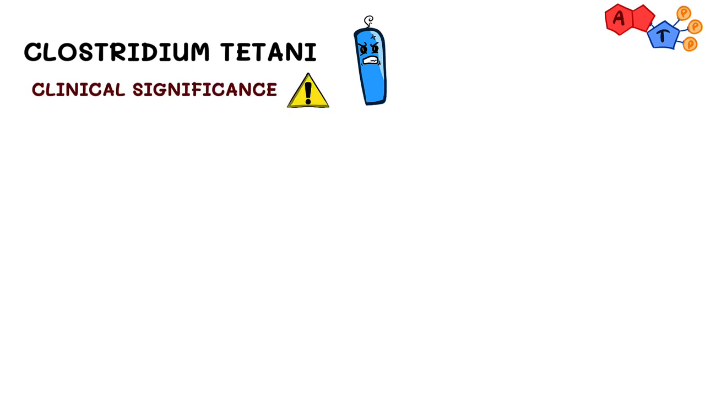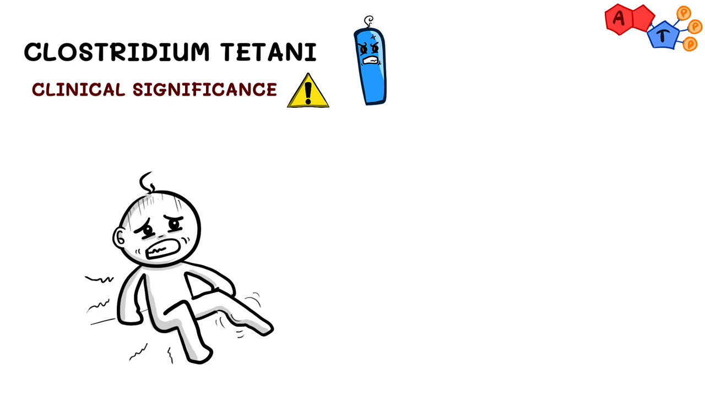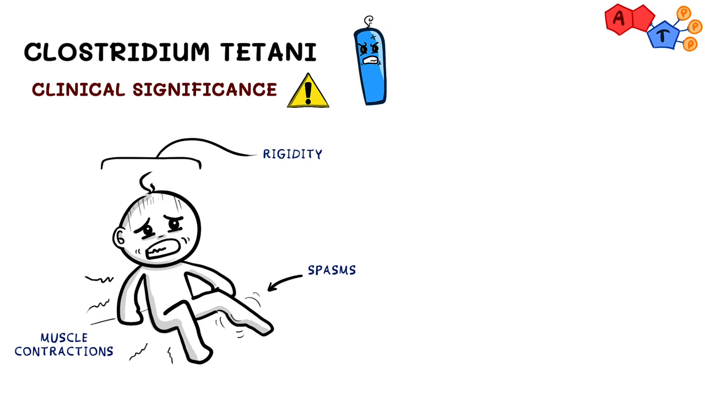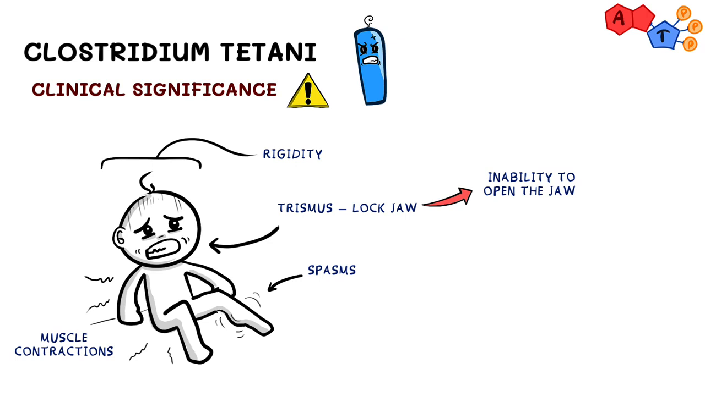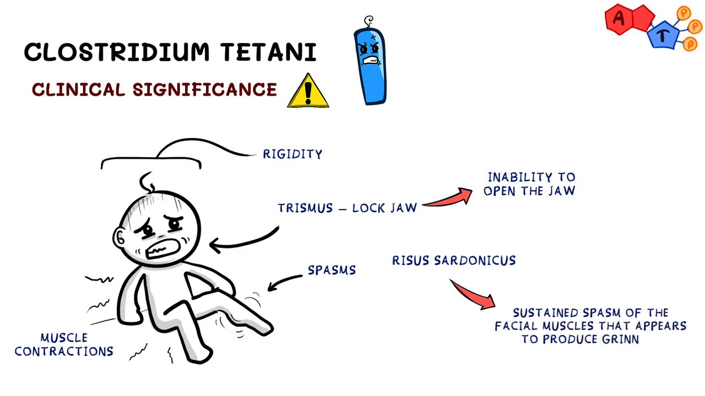From the pathogenesis that we've just explained, we can expect that patients who become infected with Clostridium tetani to develop symptoms like spasms, muscle contractions, and rigidity. One of the classic symptoms is lockjaw or trismus, which is inability to open the jaw. The other classic symptom is risus sardonicus, which is the sustained spasm of the facial muscles that appears to produce grinning.